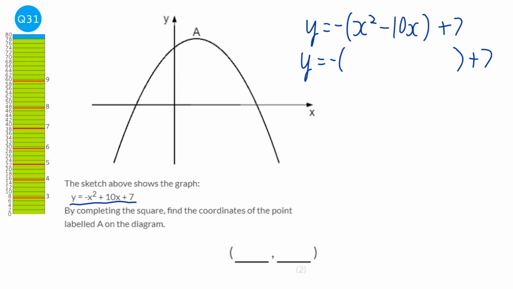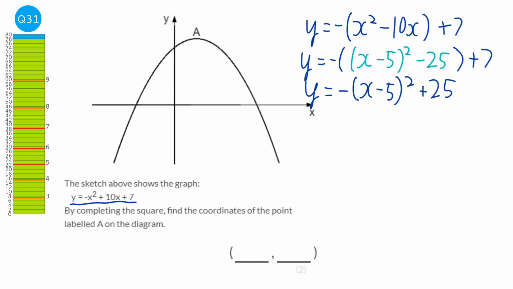So the way we complete the square is you do a bracket and you have x, and then you halve what the coefficient of the x is, so that'd be minus 5, and then square it. Now if you expand that you get x squared, brilliant, minus 10x, fantastic, plus 25, right, we need to get rid of that 25. And so I'm going to now expand the bracket with the minus on. So we've got minus x minus 5 squared plus 25 plus 7. And then we're just going to add the 25 and the 7, and you should get 32.